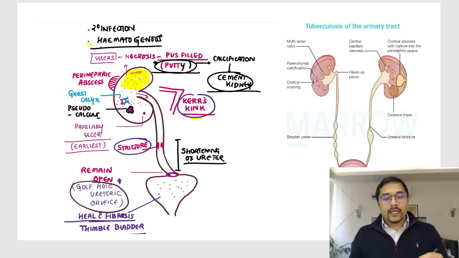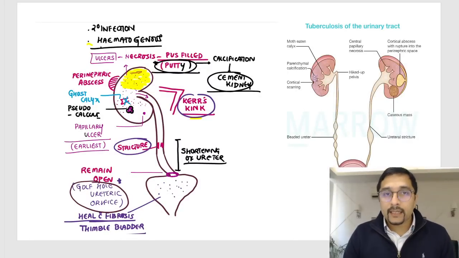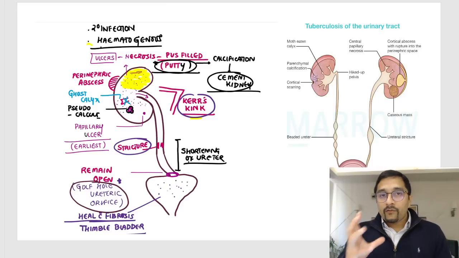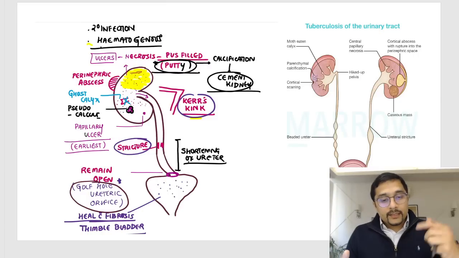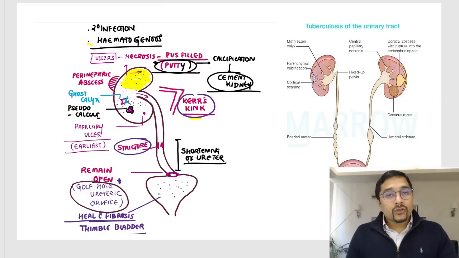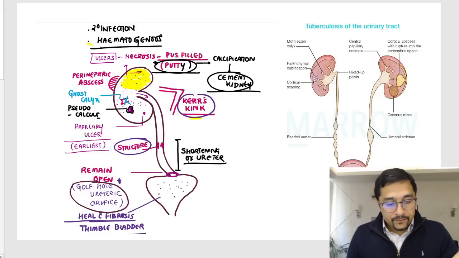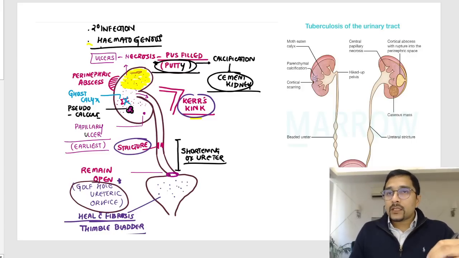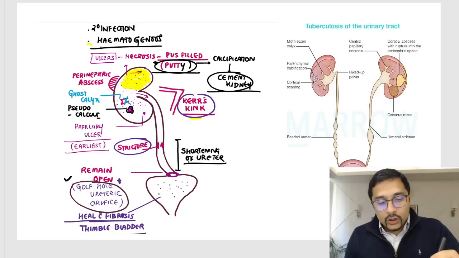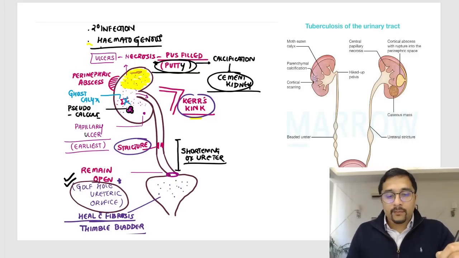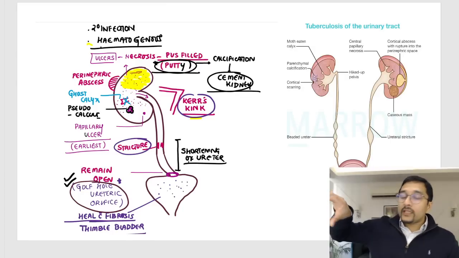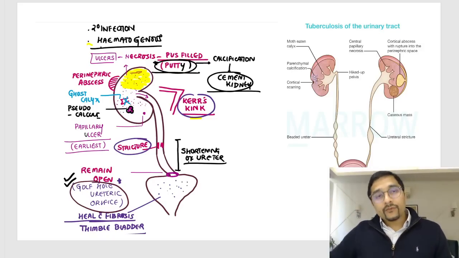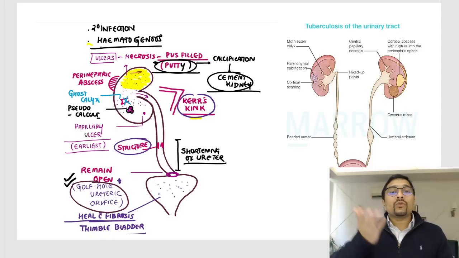So in tuberculosis of the kidney, you can get putty kidney and cement kidney. Putty kidney is when there's pus and cement kidney is when it becomes calcified. These are the changes which can occur in tuberculosis. You should also know that the earliest change in renal tuberculosis is a papillary ulcer. One more question which was asked 3 years back in the FMG exam, that tuberculosis of the genitourinary system can even give rise to a golf hole ureteric orifice, means the ureteric orifice remains open. And if the ureteric orifice remains open, it leads to reflux.